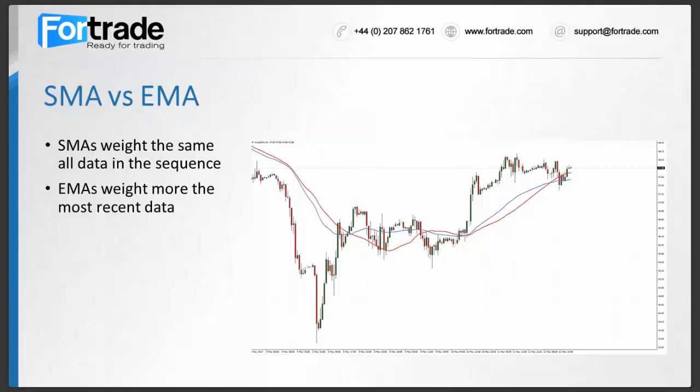SMA versus EMA. SMAs weigh all of the same data in sequence, while EMAs weight more the most recent data. For the EMAs, the shorter the period, the more weight applied to the most recent price. An EMA is used to capture shorter trend moves due to the focus on most recent prices. By this method, an EMA is supposed to reduce any lags in the simple moving average, so the fitting line will hug prices closer than a simple moving average. EMA works well until prices break the fitting line.